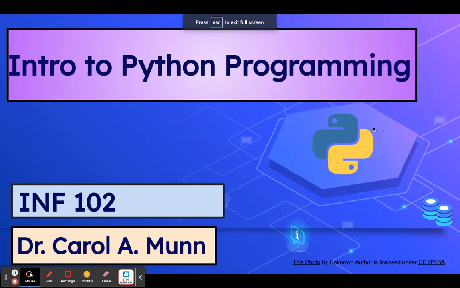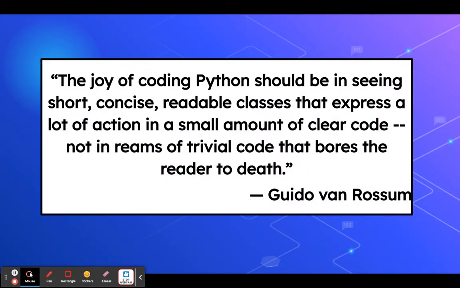So look in here. This is what the Python symbol or icon looks like. Yes, we're talking about Python programming, not that Python snake. Just had to throw that in. All right, so the joy of coding Python should be in seeing short, concise, readable classes that express a lot of action in a small amount of clear code, and that's an important word, clear, not in reams of trivial code that bores the reader to death.